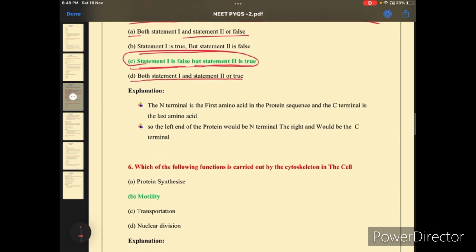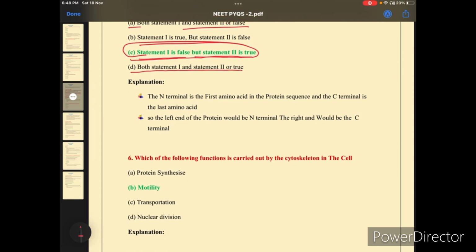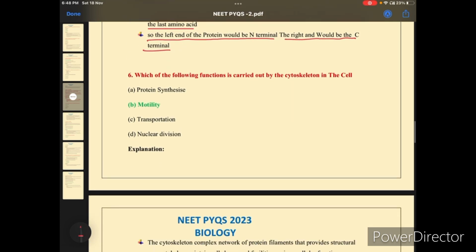Let us see the explanation for statement 1. The N-terminal is the first amino acid in the protein sequence and the C-terminal is the last amino acid. So the left end of the protein would be the N-terminal and the right end would be the C-terminal. Let us see the next question.